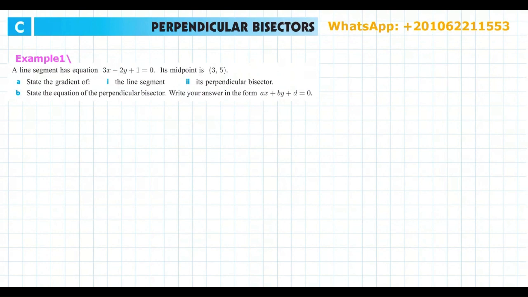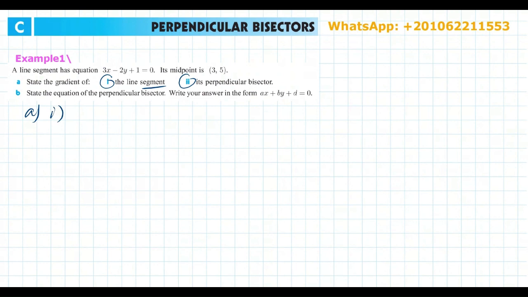And he gave you the midpoint, 3 and 5. First of all, you need to state the gradient of the line segment, then the line segment, and then the perpendicular bisector. Question A, the first part, the line segment, we need to determine the gradient.